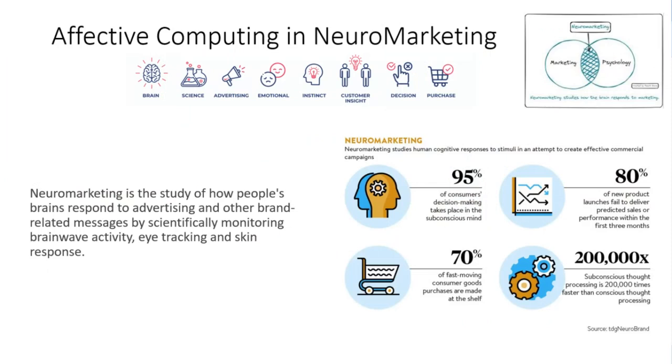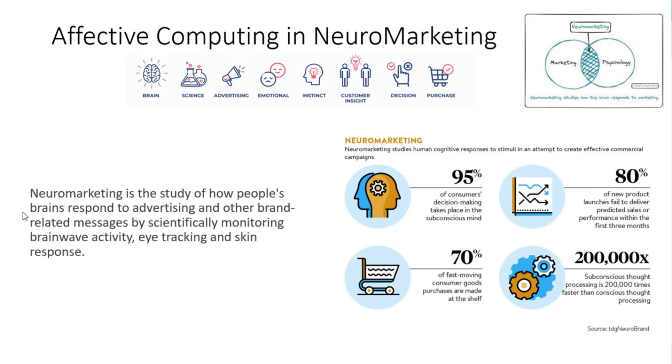If you've heard about neuromarketing, or if you've not heard about it before, neuromarketing has to do with the study of how people's brains respond to advertisements, or reclama, basically, and other brand-related messages by scientifically monitoring brainwave activity, eye tracking, and skin response. So how you respond. Maybe, for example, you have goosebumps or goose pimples. I don't know the Russian word for goosebumps, but it's what you have on your skin with some emotions. Yeah, and neuromarketing is used a lot in advertisements, or when a company wants to release a product, they have to study some of these things.